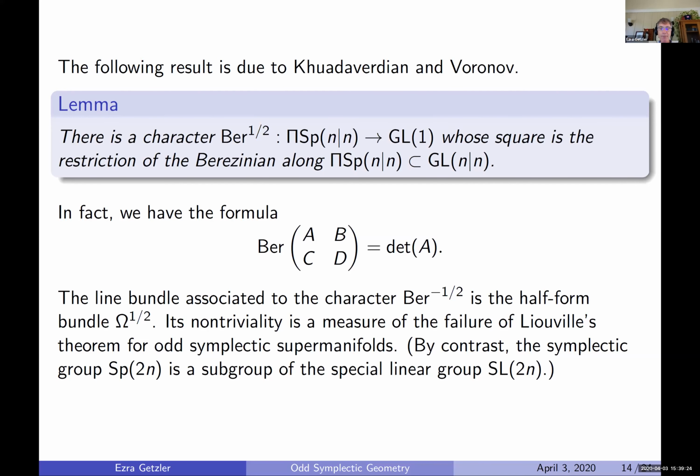So okay, in any case, what this line bundle is measuring is the failure of Liouville's theorem. The analog in ordinary symplectic geometry can be expressed by saying that symplectic transformations have determinant 1. The symplectic group is not just a subgroup of the general linear group, it's a subgroup of the special linear group. Nothing like that holds in our situation, okay? So the failure of Liouville's theorem is, in some sense, the origin of the whole study of Batalin-Vilkovisky.